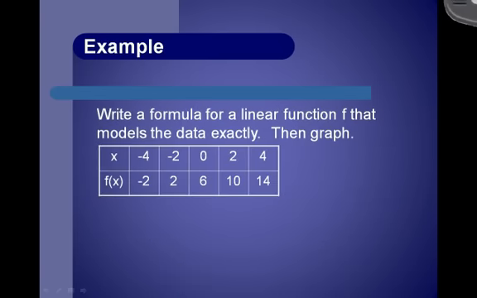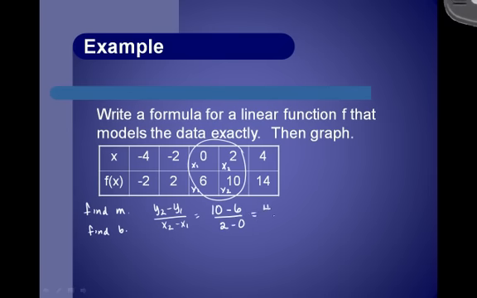Let's do an example. Write a formula for a linear function f that models the data exactly. Then graph. Well, to write the function, we need two things. We need the slope and we need the y-intercept. So the slope is found by doing y2 minus y1 divided by x2 minus x1. We can pick any two. I'm just going to pick these two because they tell us that it models exactly. So we are going to set this up as x from the first point, y from the first point, x from the second point, y from the second point. So when we plug it in our formula, we would get 10 minus 6 in the numerator divided by 2 minus 0 in the denominator, which is 4 divided by 2, so our slope is 2.